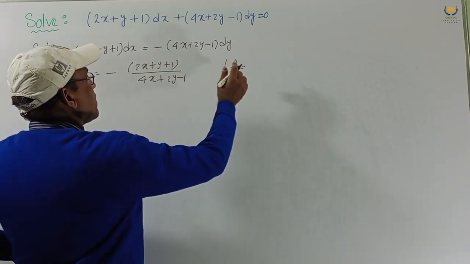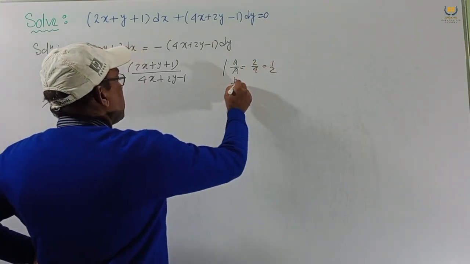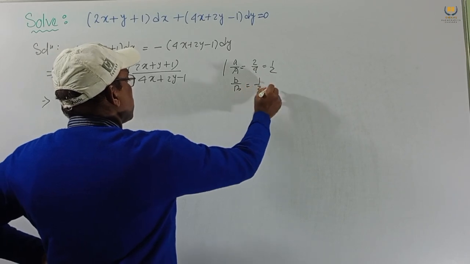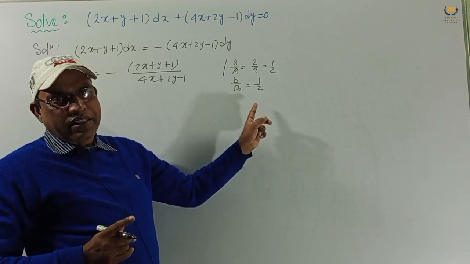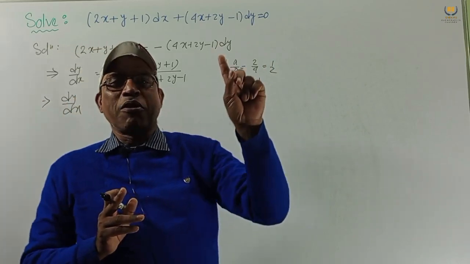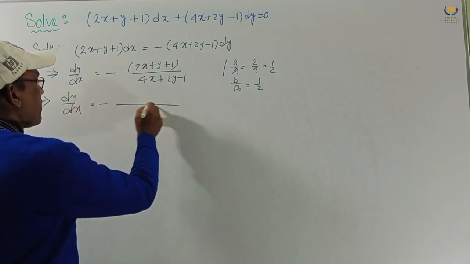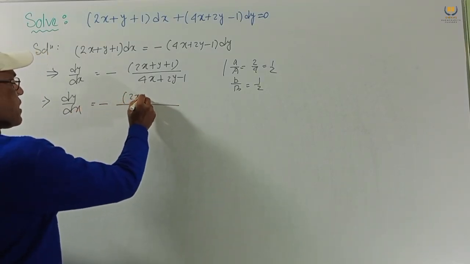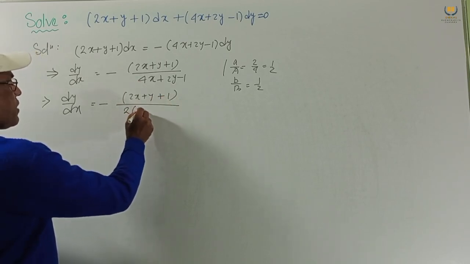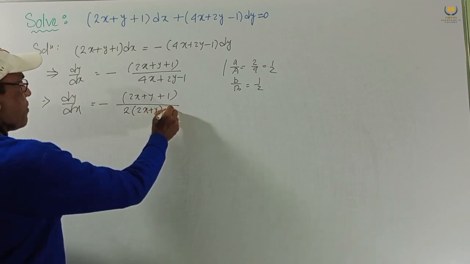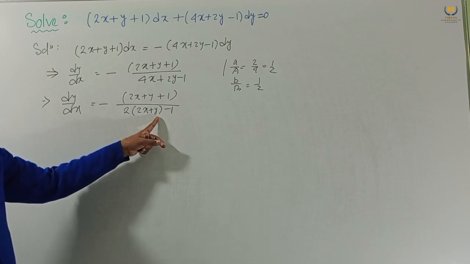this is 2 by 4, which is 1 by 2, and b by b is 1 by 2. So their ratios are the same. Their ratios being the same means we have a common factor. So what is the common factor? First we have to find the common factor. This is 2x + y + 1, and from this, taking 2 common, we get 2x + y - 1. So 2x + y is the common factor.